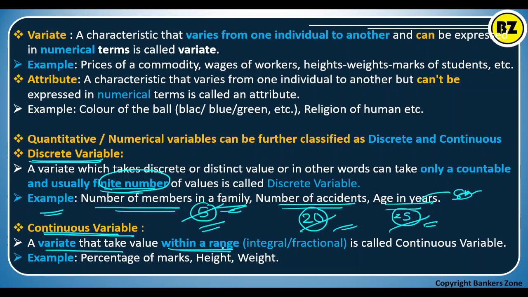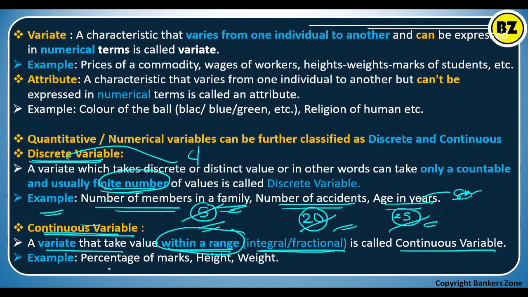See, from the name itself you can easily get it, right? Discrete means individual, which you can count and end it, right? Continuous means it is not in the individual form, it is some range that is given. For example, the range may be in the form of integral or fractional. This is the continuous variable.